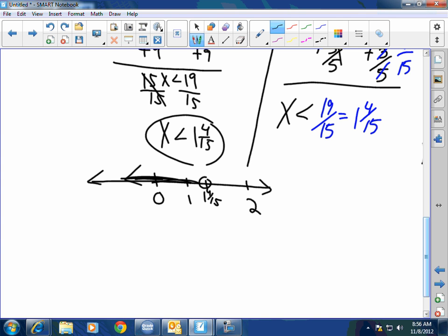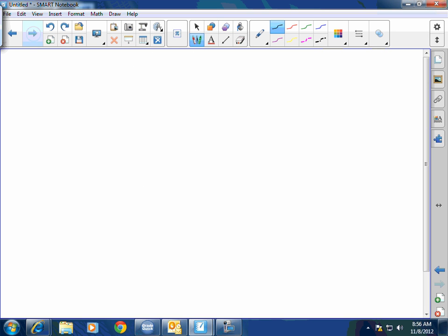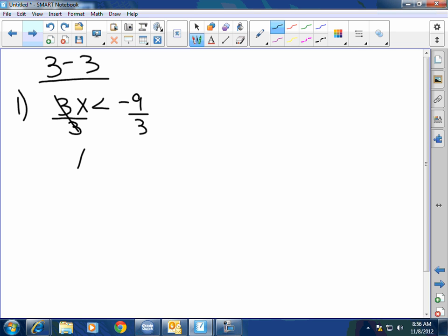Now, here's the key here, guys. Whenever you're multiplying or dividing by a negative, not to a negative, but by a negative, you got to flip the inequality sign. Let me show you the difference between multiplying to a negative and by a negative. 3x is less than negative 9. I'm dividing 3 to both sides to cancel out the x. Did I divide by a negative? So I do not flip the sign. I divided by a positive 3.